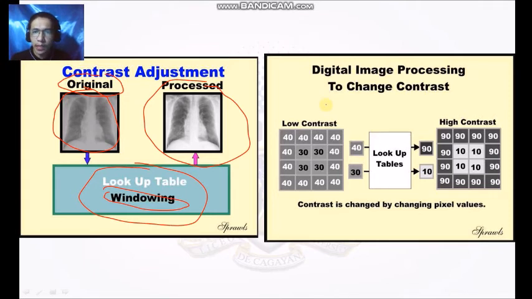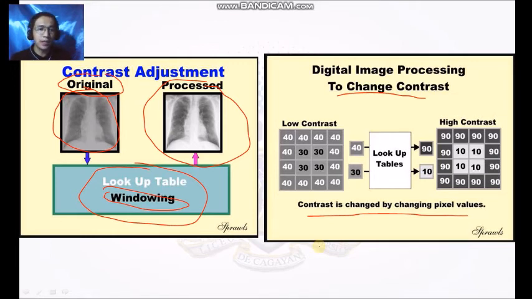Okay, so when you try to look at the next image, digital image processing to change contrast. Contrast is changed by changing pixel value. Again, when it comes to digital computed radiography, the images that we can see on the monitor, if we can zoom in on those individual elements, we can see that they are composed of individual squares, individual boxes, and those individual boxes are called pixels.